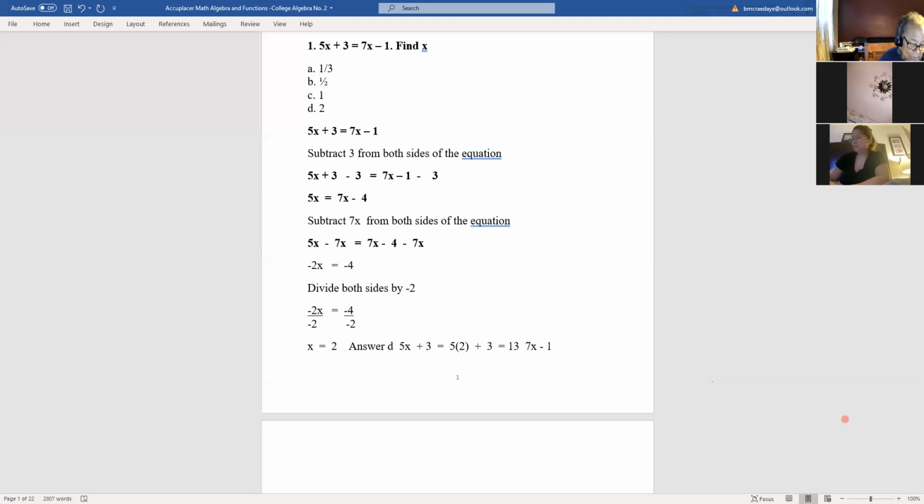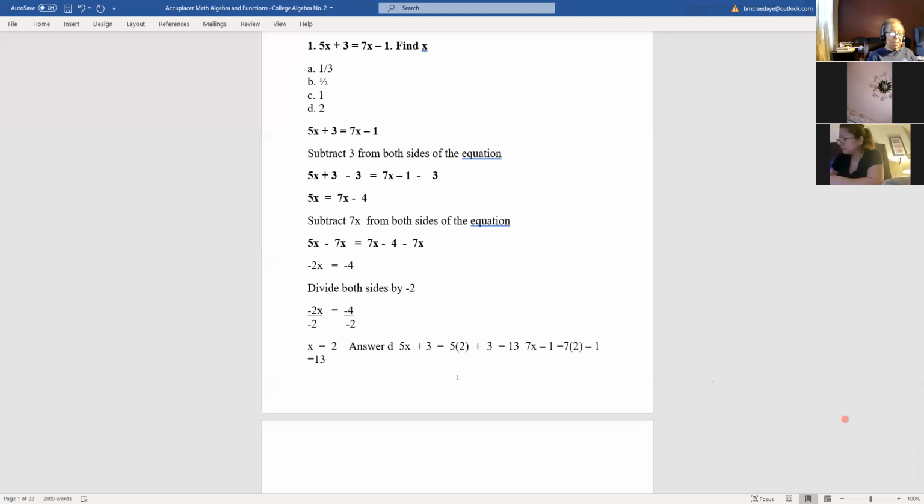What is that equal to? 7 times 2 minus 1, which is 14 minus 1. And that's equal to what? 13. Yeah, so we see it's correct, right?